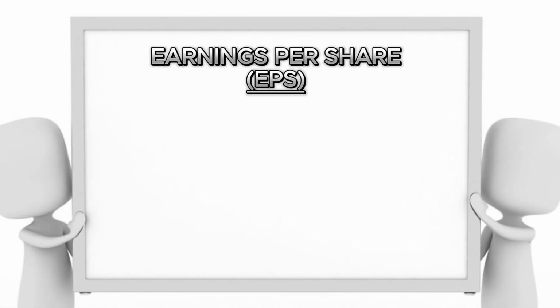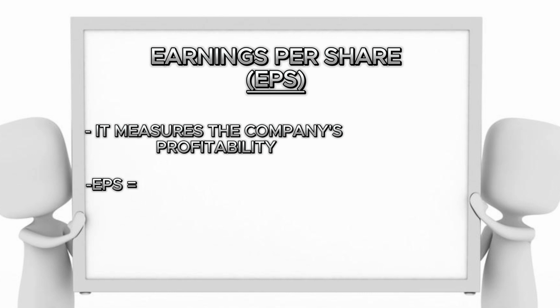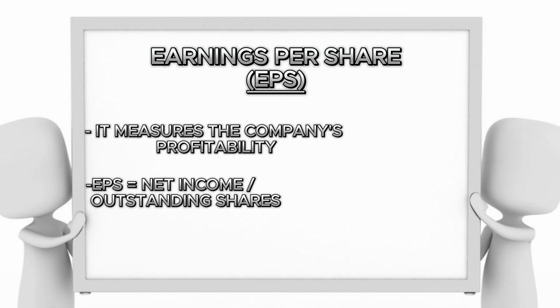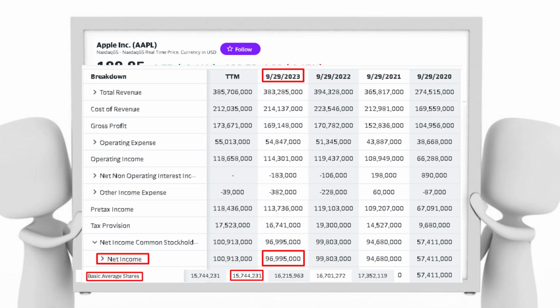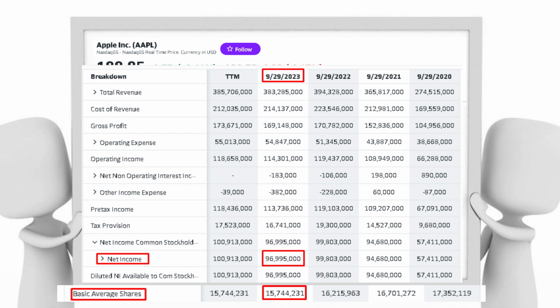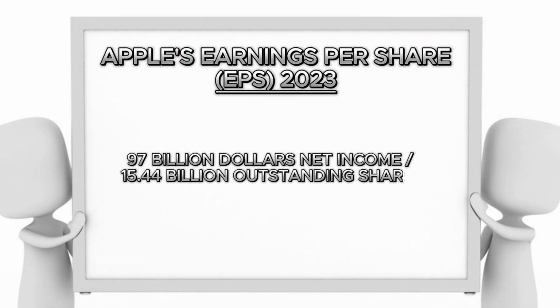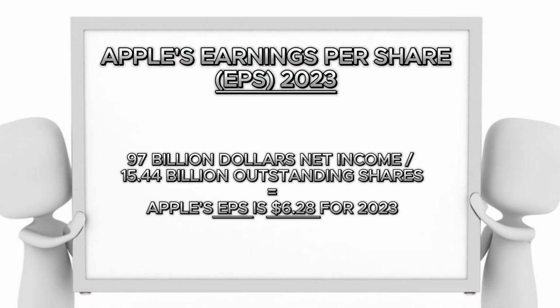Earnings per share, EPS. It measures the company's profitability by dividing its net income by the number of outstanding shares. For example, Apple in 2023 had a net income of $97 billion and 15.44 billion outstanding shares. So if we divide $97 billion of net income by 15.44 billion shares, that gives us the EPS of 6.28.